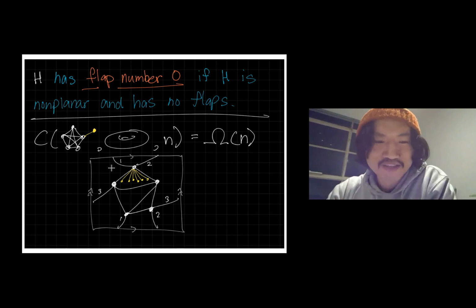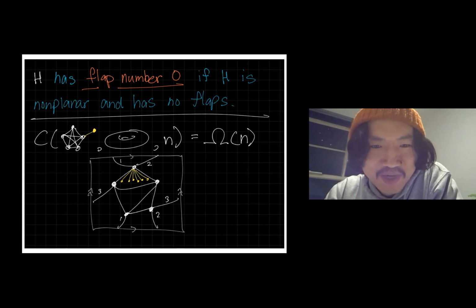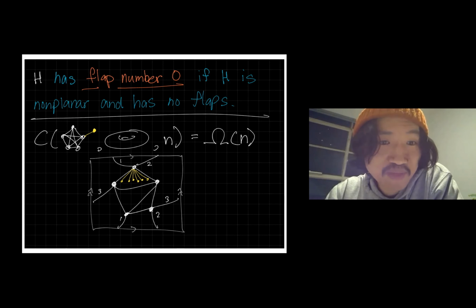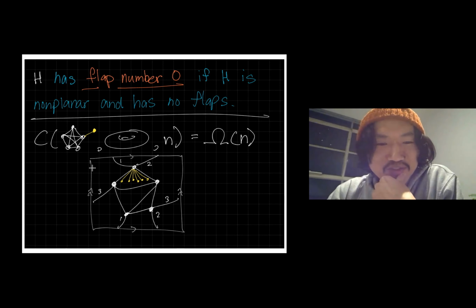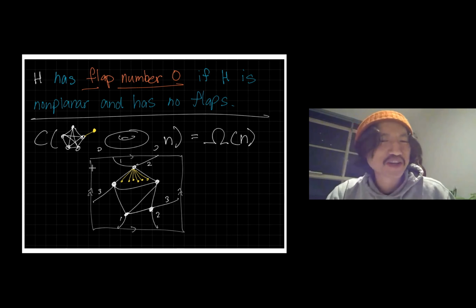So one direction is easy. If you don't have flap number zero, you actually get at least linearly many copies of your graph H. And now let's try to prove the hard direction, which is if you have flap number zero, you can only get at most a constant number of copies in the surface. So this will already have a lot of the key ideas for the general case.